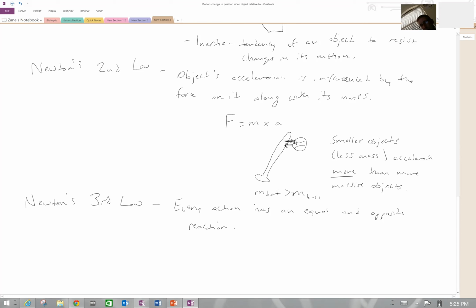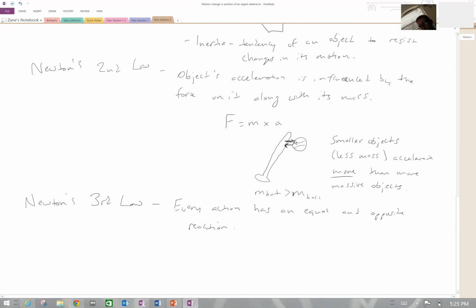Okay? Now, believe it or not, these two forces are equal and opposite to each other. You might not think that, since the ball goes flying off and the bat stays generally where it is, but the reason the ball flies off is because of Newton's second law. But the forces between the two objects are the same.